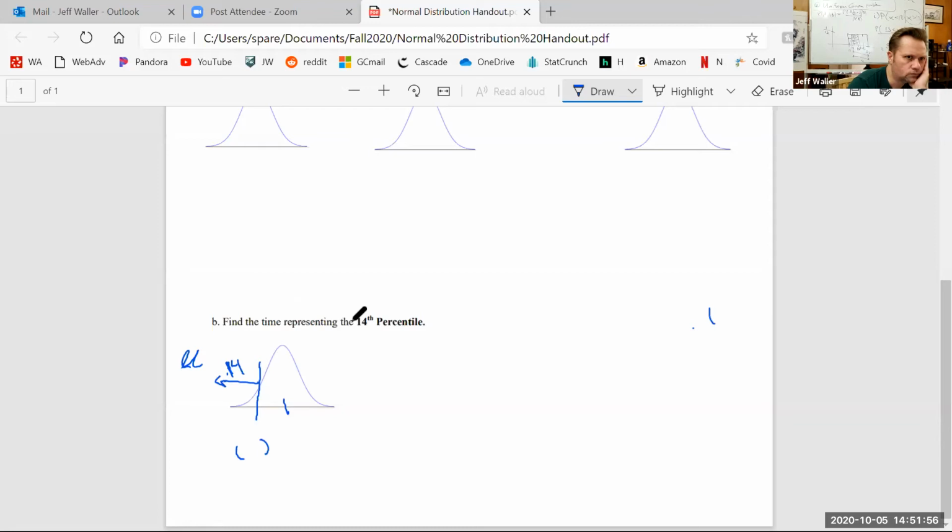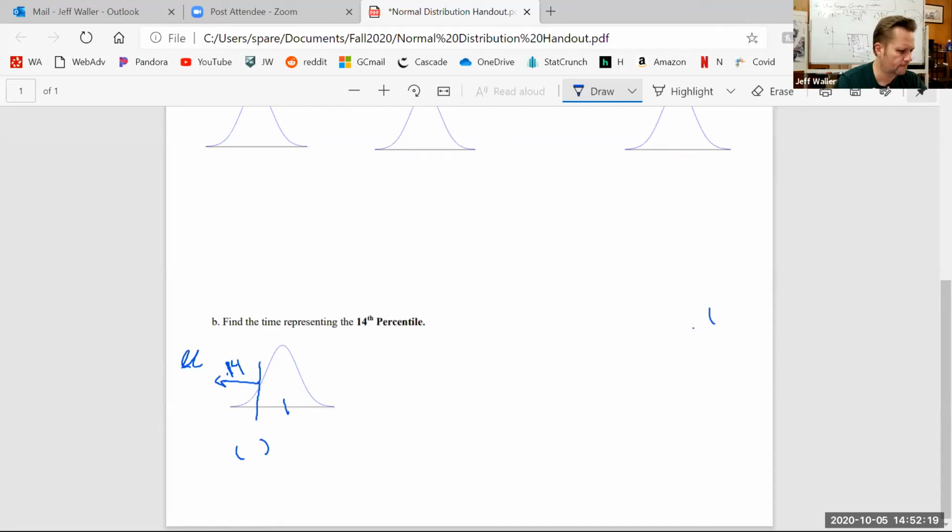Negative 1.08. 0.5557. 5508 or something? No, that sounds too big. Negative 1.08. Oh, okay. That's a possibility. Did somebody else get that same thing?